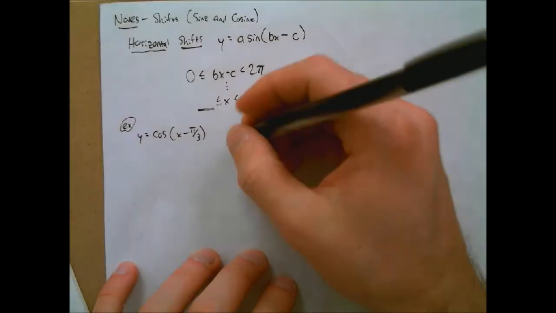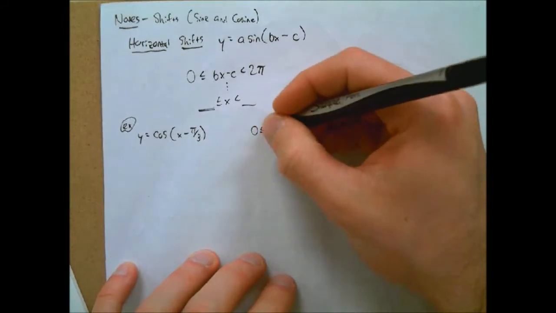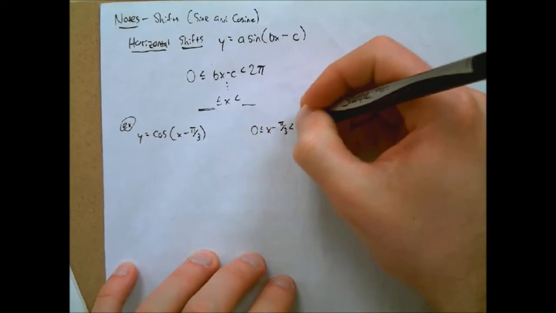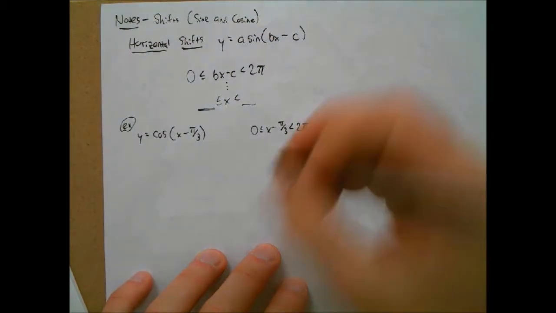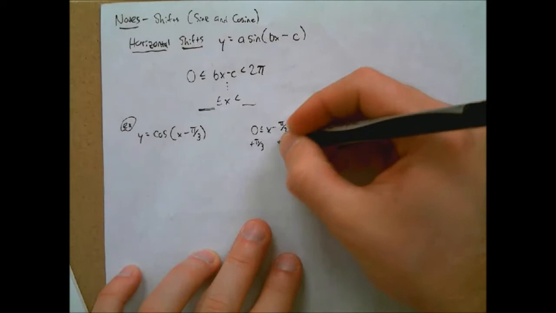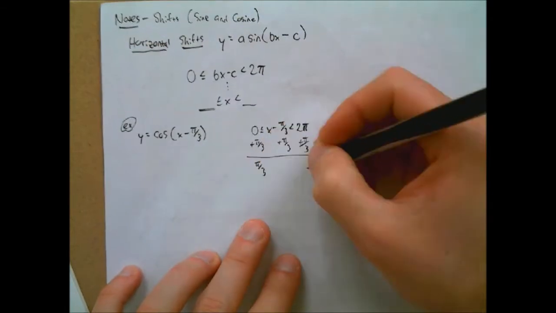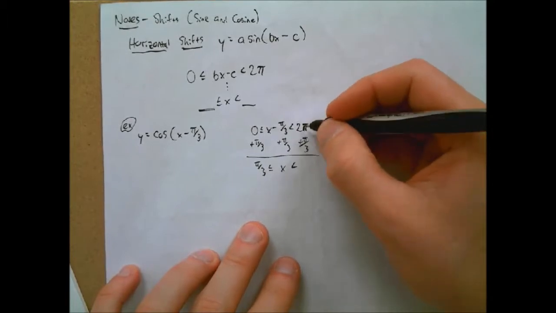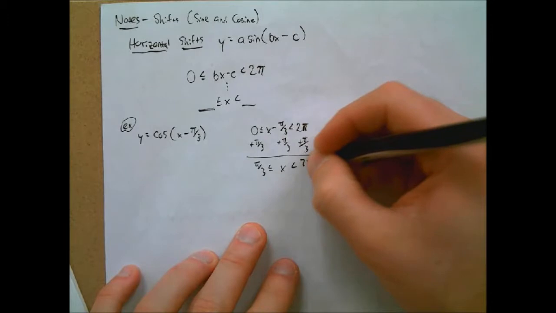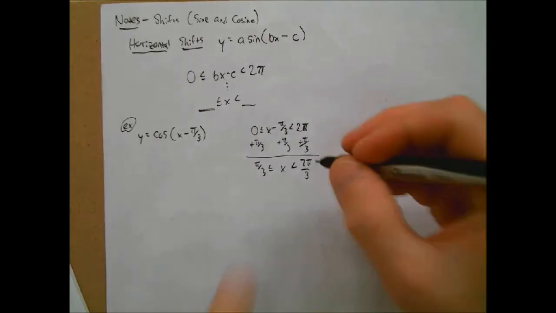So we'll take what's inside the parentheses, our shift, and put it between the 0 and the 2 pi, our normal, standard period for the parent function. And then we'll add pi over 3 to all sides. So the new starting point for our period will be pi over 3. And then 2 pi plus pi over 3: 2 pi is really 6 pi over 3, plus pi over 3 will now go out to 7 pi over 3. So this is our new starting point and stopping point for our period.